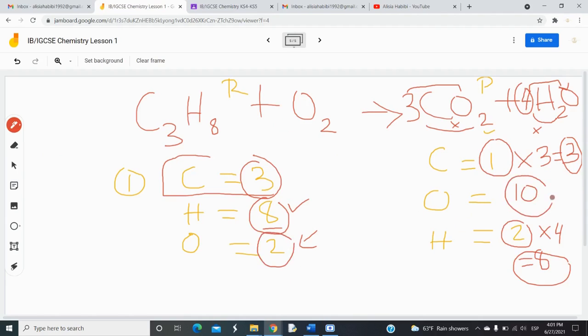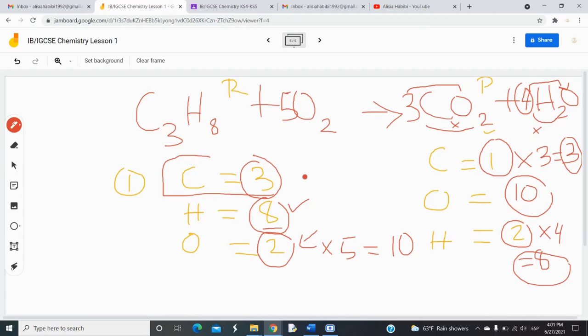Since these numbers are even numbers, we know 10 is a multiple of 2, so that means 2 times what is going to give you 10. That will give you the key of what number should be here. So that's obviously 2 times 5, because 2 times 5 gives you 10. Which means that the number you're going to be putting in front of oxygen is going to be 5.